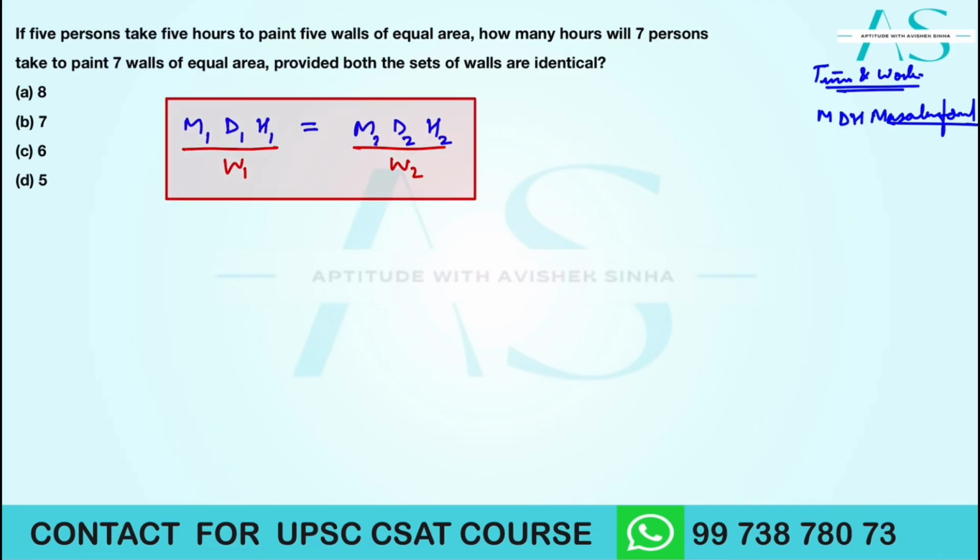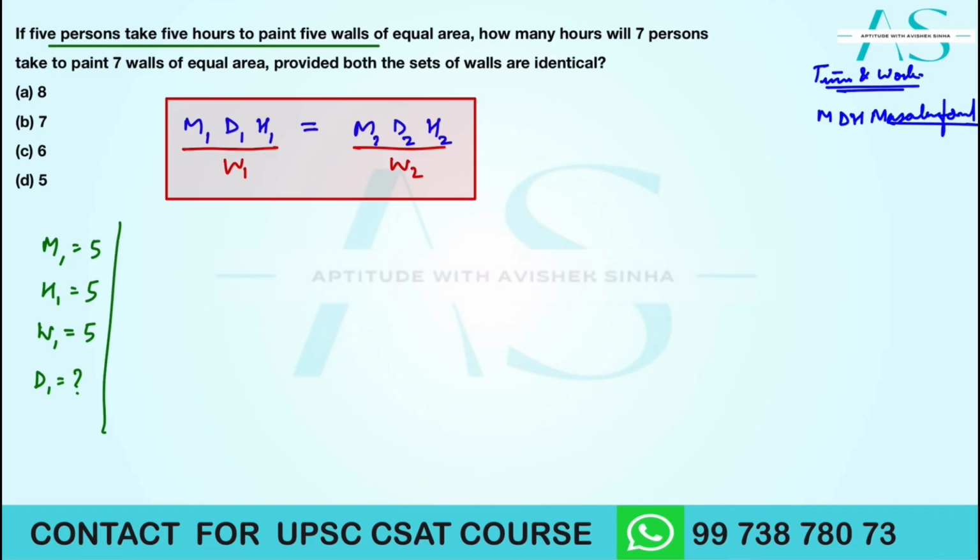Now we'll only focus on the variables which are given in the question. Like 5 persons take 5 hours to paint 5 walls. M1 is 5, H1 is 5 hours to paint 5 walls. What work is being done? They are painting 5 walls. Is D1 given? How many days are they working? No, this is not given.